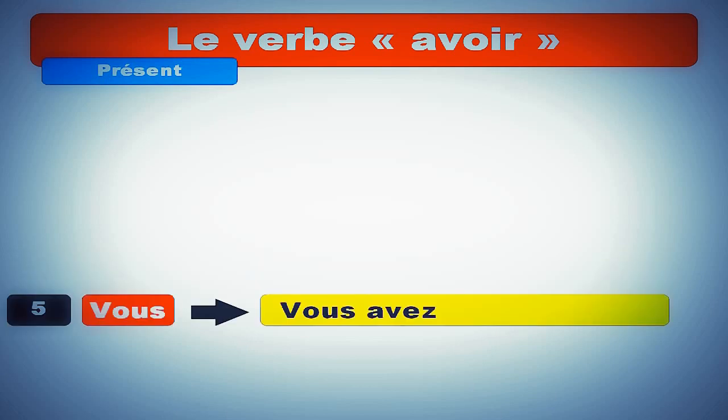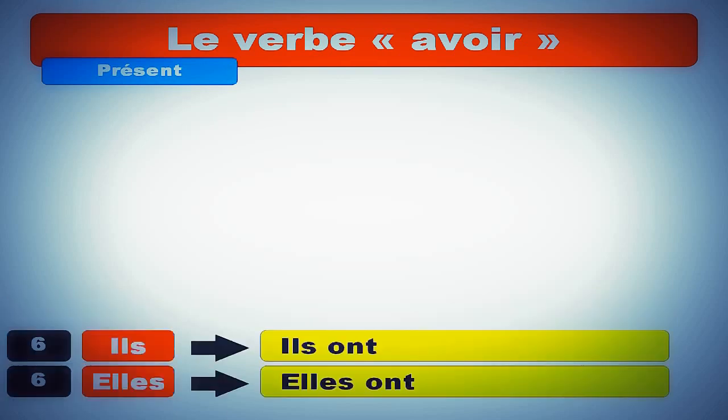And then for vous, same thing. Vous avez. Repeat. Vous avez. Okay. And last but not least, ils, masculine form. Ils ont. Same thing. Small link, la liaison. Ils ont. Repeat. Ils ont. Okay. And then feminine form. Elles. Same thing. Elles ont. Repeat. Elles ont.